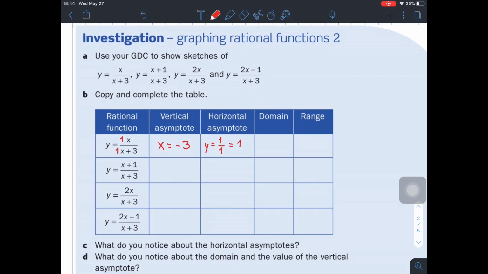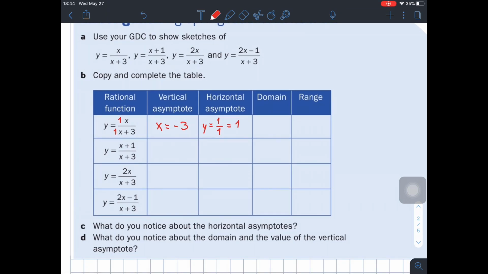When we talked about reciprocal functions, we just saw if there was a vertical translation, and if there was no vertical translation, then the horizontal asymptote was directly y equals 0, right? Okay, so the domain is x different from -3, and the range would be y different from 1, okay?